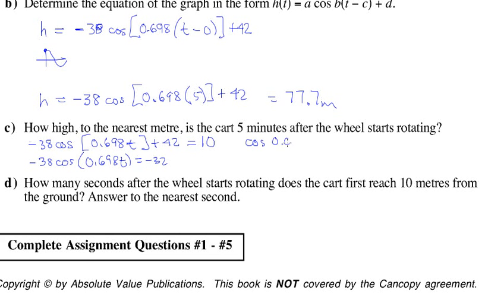Cosine 0.698 t equals, and 32 divided by 38 is 0.842. Now, the right way to do this is to draw axes and figure out what two quadrants we're in, et cetera. But they only want the very first time that the cart gets to 10 meters off the ground, so I'm going to take a chance on just solving this and assume that we're in quadrant 1. Cosine is supposed to be positive here, so I think it will be in quadrant 1. I think we can get away with this time.